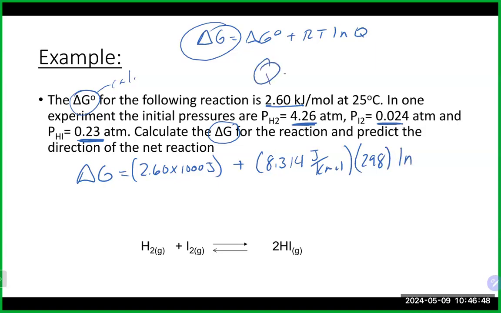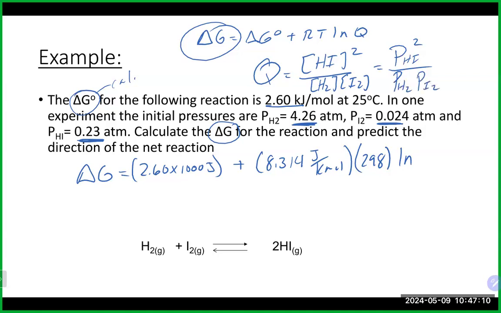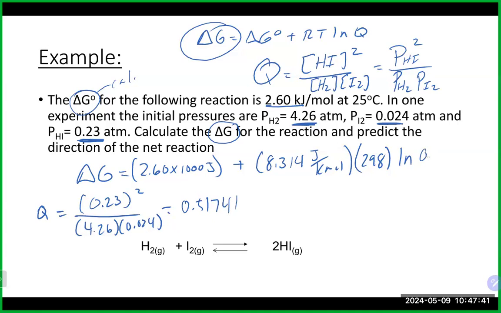Now our Q is the reaction quotient like we've seen before. It is our products, and we do need to square it, over our reactants. And once again, it is done just like we calculate K. So in this case, we could also do it with pressures, which is what we're dealing with here. So if we go in there with our pressures, we will end up with 0.23 squared divided by 4.26 and 0.024. That's going to give us our Q in this case of 0.51741, which we could pop into here.